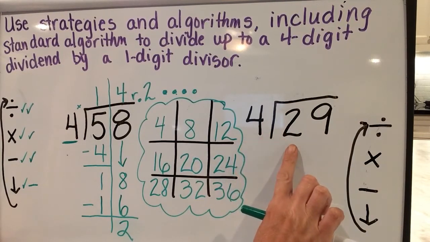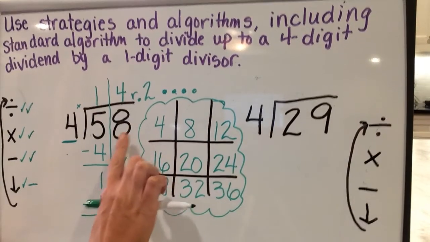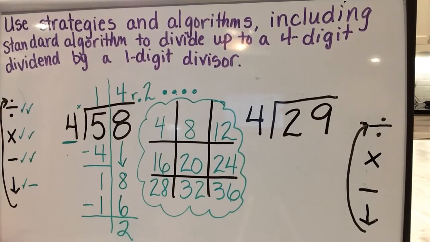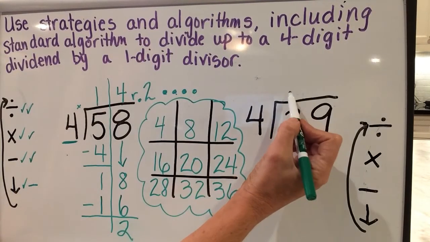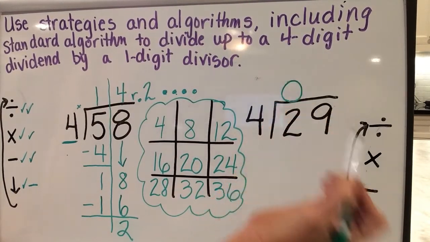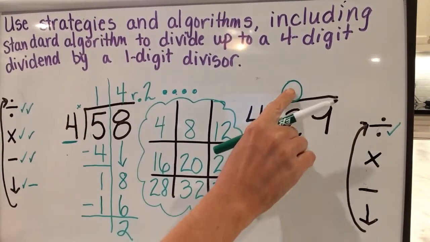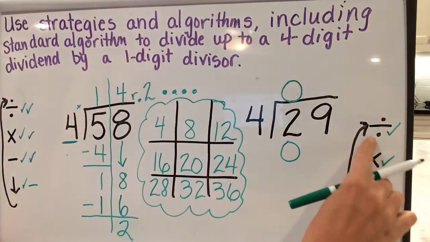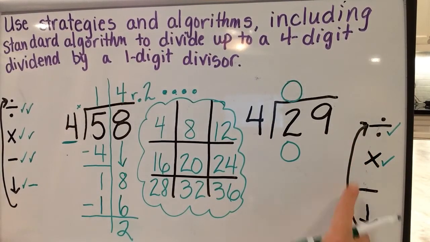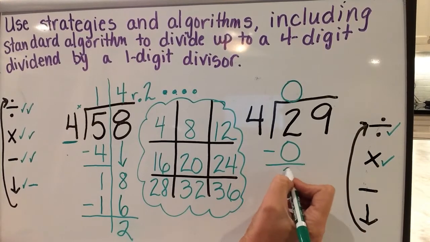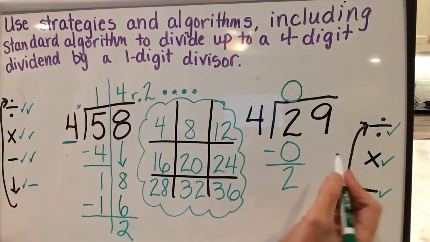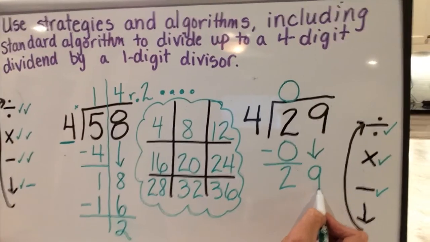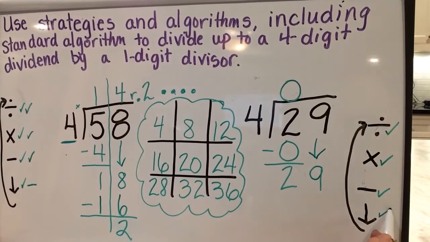So 4 can go into 2 how many times? Well, 2 is not even on here. It's not large enough. So that means it can't go in there. If it can't go in there, then my answer is going to be 0. Okay, so I've divided. So 0 times 4 is 0. So I've multiplied. Divide, multiply, and subtract. So I'm going to subtract. I'm going to bring it on down. So I've got 29.